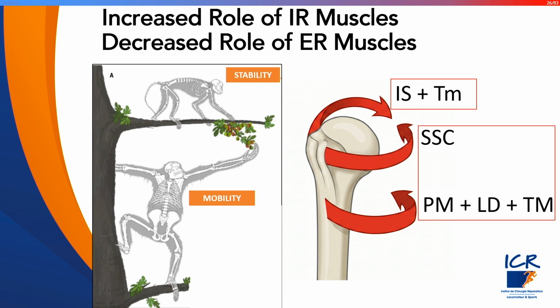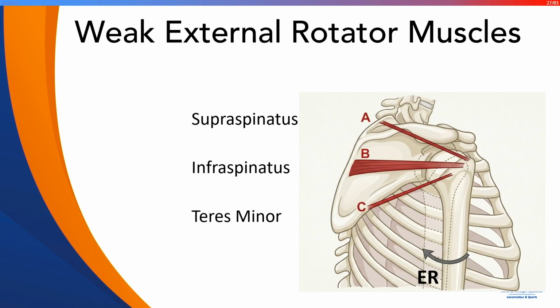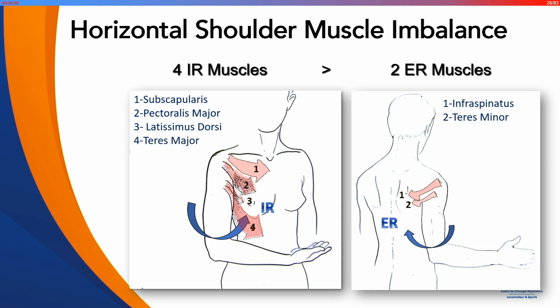So the other thing that happened is that man wants to bring everything to him or to her. So you need a lot of internal rotator muscles, subscapularis, but also pec major, latissimus dorsi, and teres major, and less external rotator muscle, infraspinatus and teres minor. And this leads to a horizontal imbalance of the shoulder because now the external rotator muscles become very weak compared to the internal rotator muscles. We have 4 internal rotator muscles against only 2 external rotator muscles.